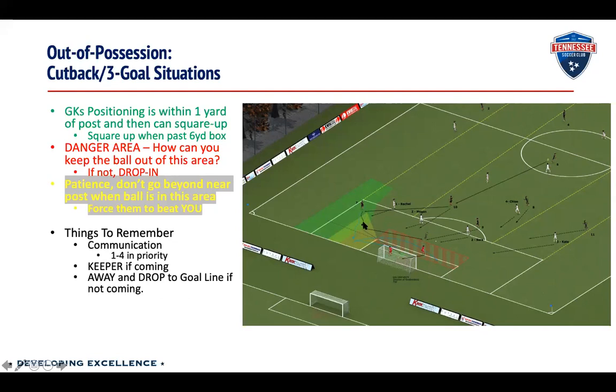If she plays the ball in early, you're just gonna come across. If we play that ball, or she may try to strike it across, and this is still a 3-goal situation because now you can cut that ball out.